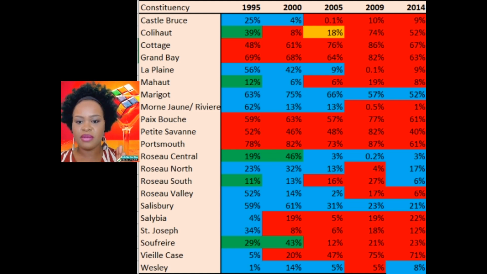Now, if you have a 52% margin like we have in Colihaut, we would have a larger area for decreases and increases to happen in order for there to be a change in the constituency. So we can see those constituencies with the higher percentages like Colihaut, Cottage, Grand Bay, and then Marigot, Paix Bouche, Petite Savanne, Portsmouth, and Vieille Case. In these constituencies, the space between the winning and the losing party is so large that it might not be possible for the losing party to make up that space in this election.